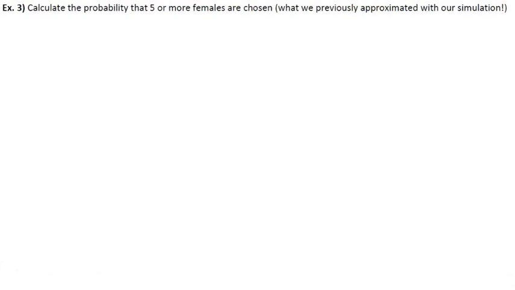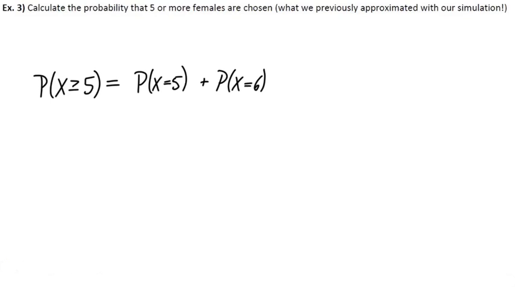Okay, so then what is the correct answer? It says calculate the probability that 5 or more females are chosen, and this is what we previously approximated with our simulation. We got a p-value and everything. So the probability that X is greater than or equal to 5. So 5 females or 6 females or 7 females, or heck, maybe the lottery picks all 8 females.